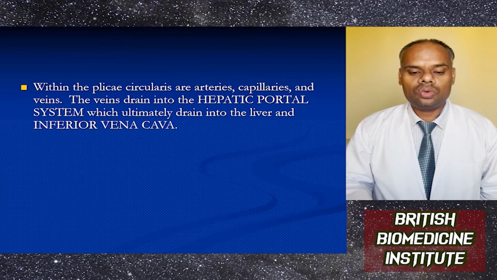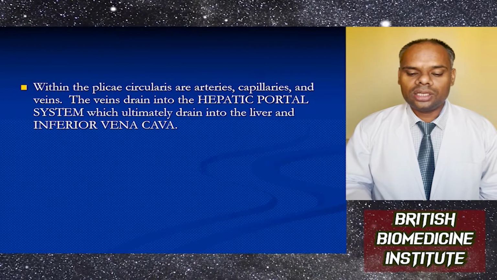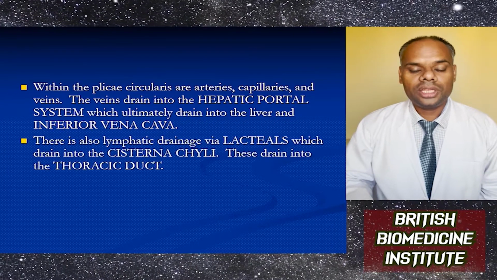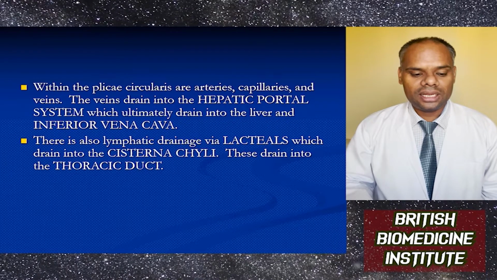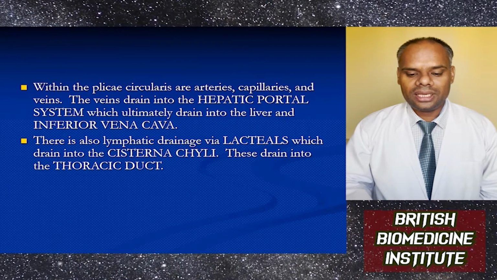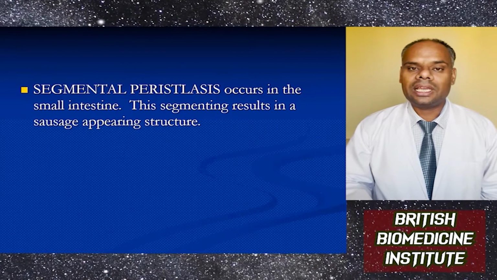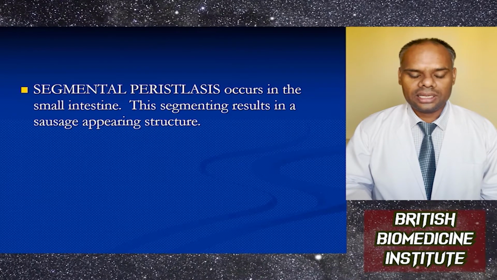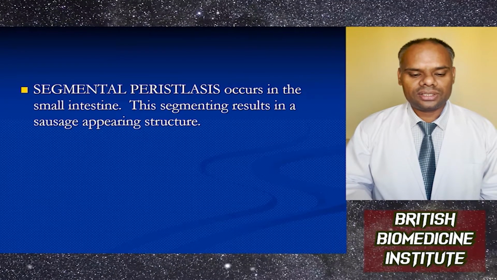These veins drain into the hepatic portal system, which ultimately drains into the liver and inferior vena cava. There is also lymphatic drainage via lacteals, which drain into the cisterna chyli. These drain into the thoracic duct. Segmental peristalsis occurs in the small intestine. These segmentations result in a sausage-appearing structure.